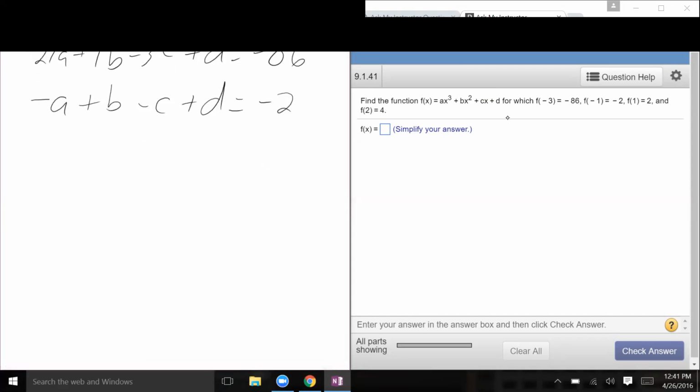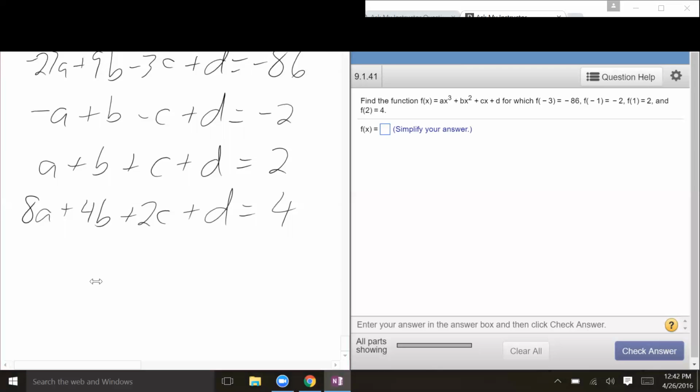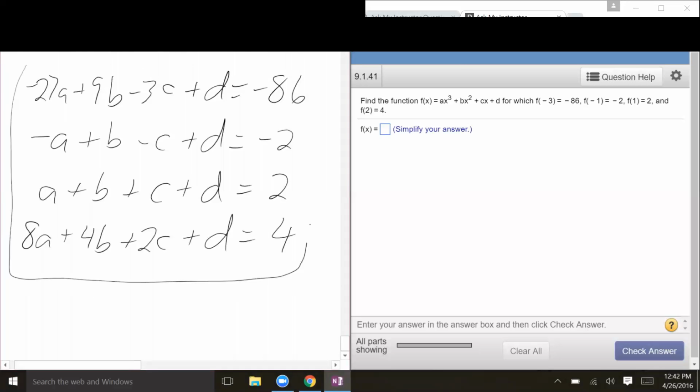Okay, well, f of 1, 1 cubed, squared, those are all just 1s, so I just have a plus b plus c plus d is 2. If I plug in 2, 2 cubed is 8, so 8a. 2 squared is 4, so 4b. 2 times c is 2c, and d makes 4. All right. So now I've got 4 equations and 4 variables, so you can use a graphing calculator or technology or whatever it is you like the best to solve that.